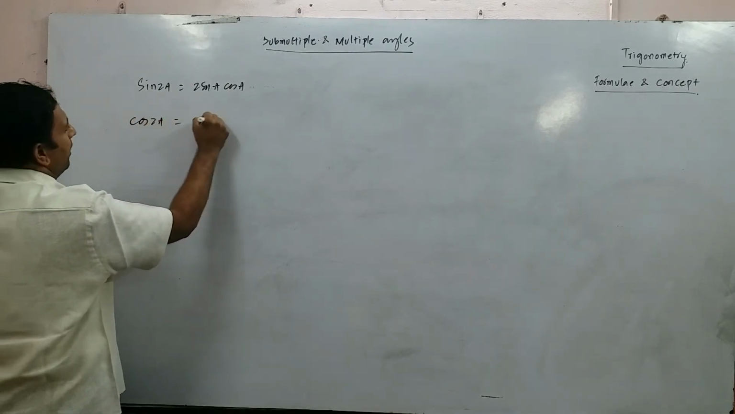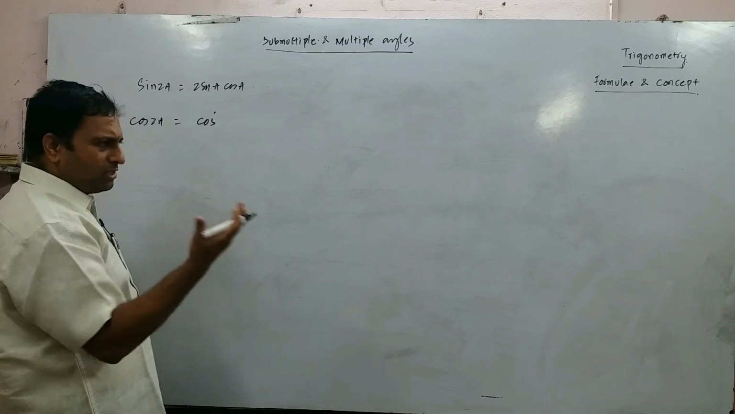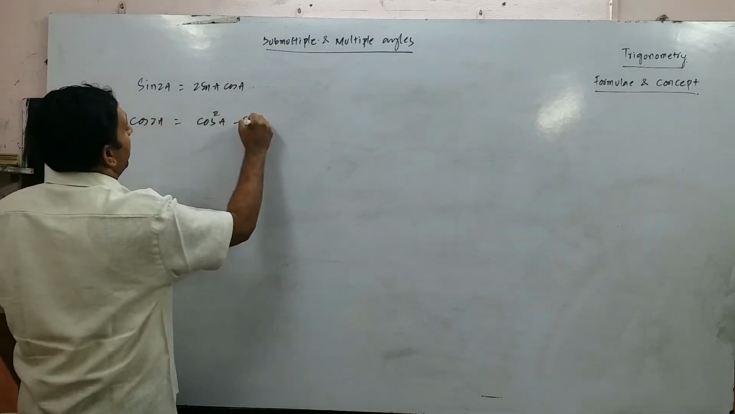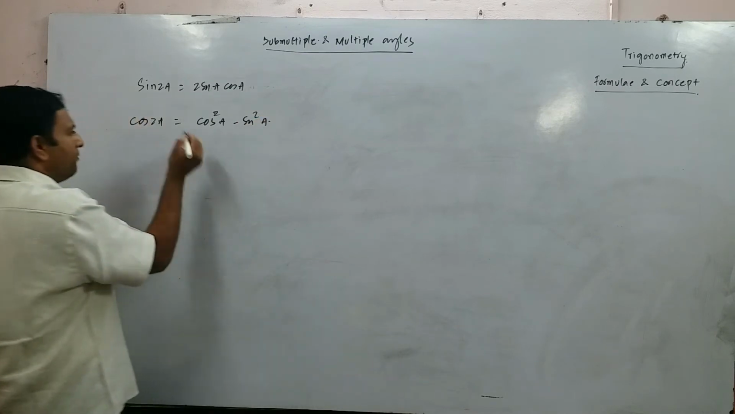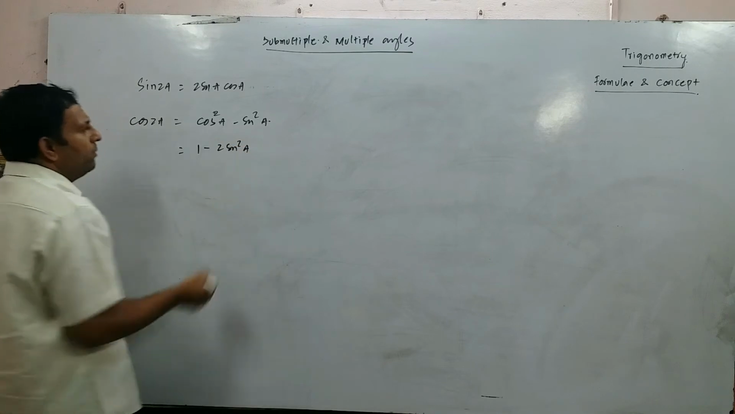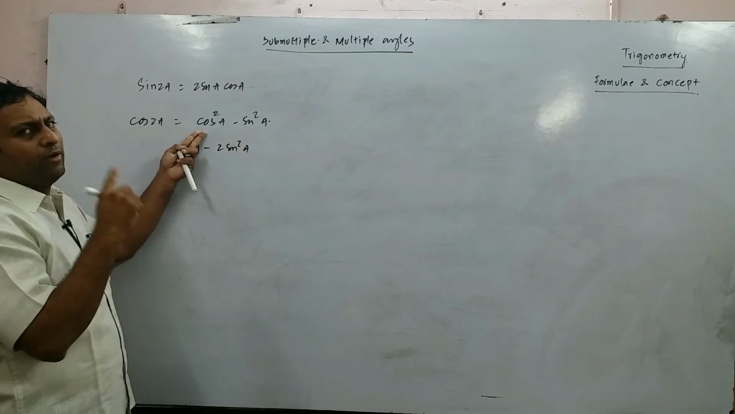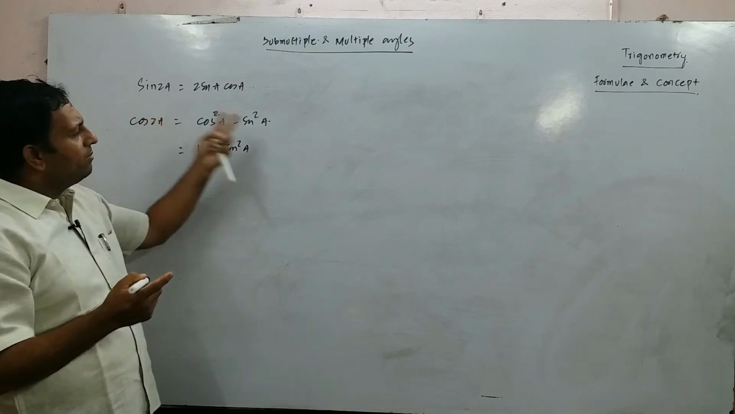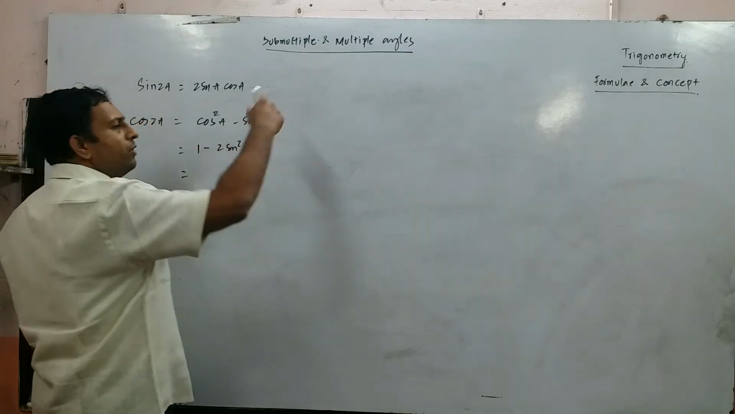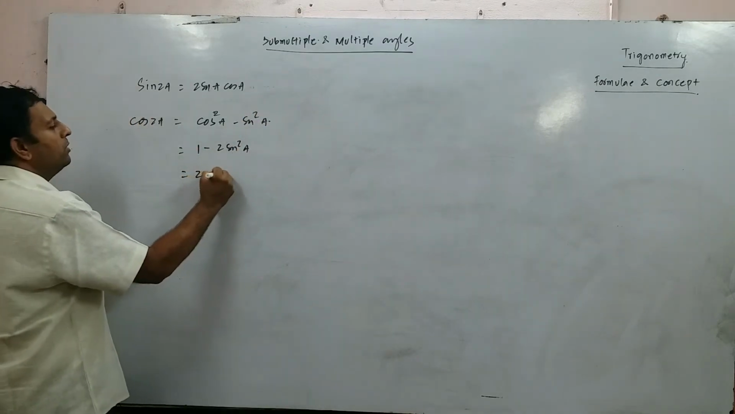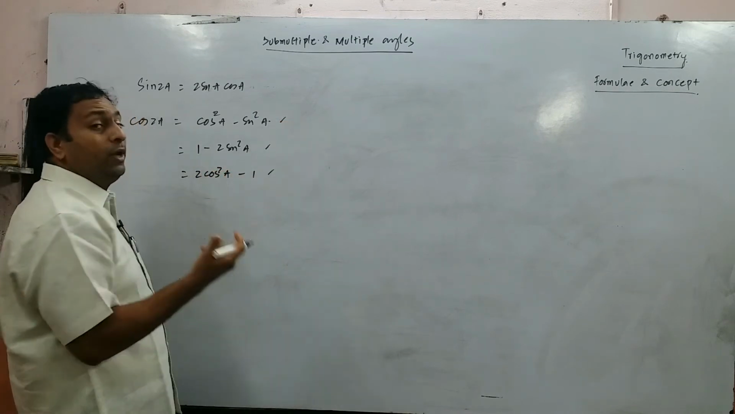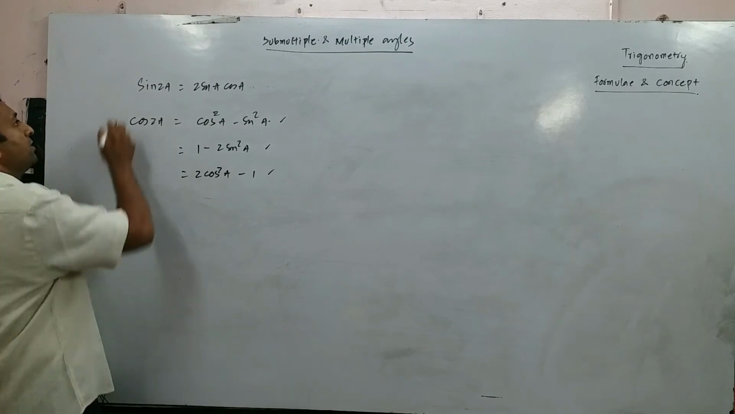Similarly you have cos 2a. The cos 2a formula can be proved in the same manner, using the cos of a plus b formula. Cos 2a is equal to cos square a minus sin square a. The same formula can also be written as 1 minus 2 sin square a. I simply write cos square a as 1 minus sin square a, so 1 minus sin square a minus sin square a becomes 1 minus 2 sin square a. Or if I write sin square a as 1 minus cos square a, then this becomes 2 cos square a minus 1. These will be used depending on the problem. So you must remember the formula in this way.